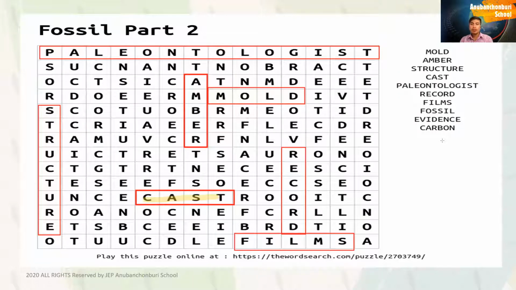F-O-S-S-I-L. Fossil. Anybody from the group, those who are not done yet? Can you find the word fossil? Anybody? Maybe Natchanan or Chayangkul or Parinya. Okay, somebody raised their hand already. Oh, Pirapong again? Let's wait for someone else. What about Patarida?